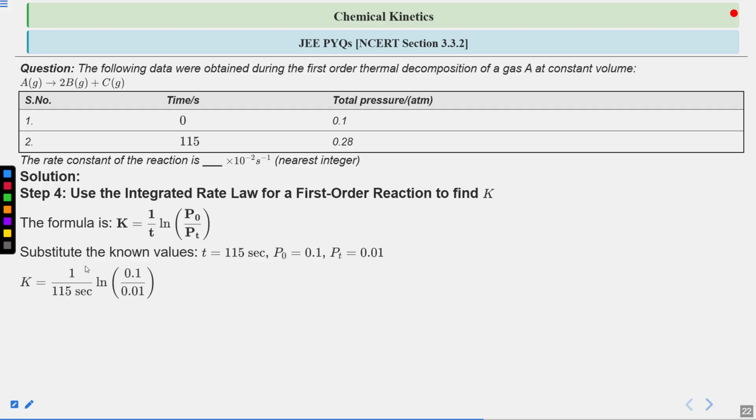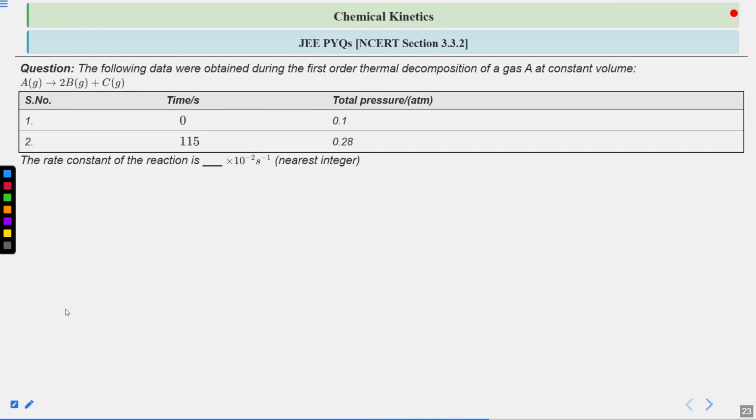You can directly substitute these values in this formula of the integrated rate law for a first order reaction. So K will become equal to 1 upon the time, time is 115 seconds, ln P naught, which is 0.1, divided by Pt, Pt is 0.01. Now you have to solve this. So K, the rate constant, is coming out as 1 upon 115 seconds multiplied by ln 10.